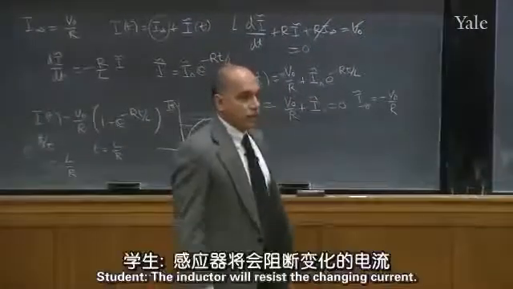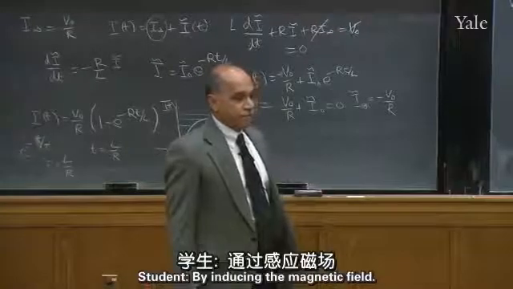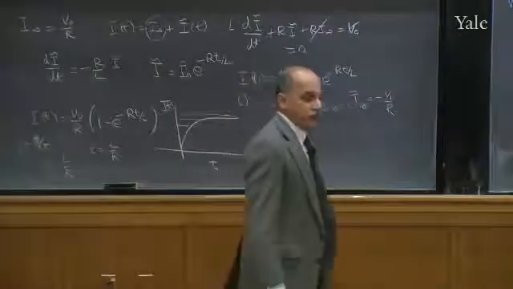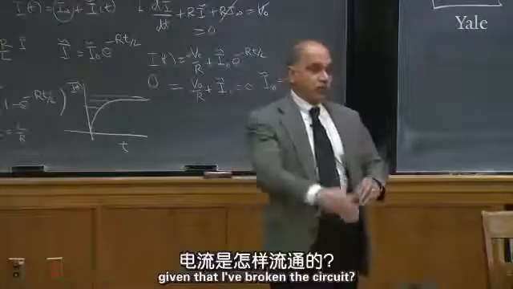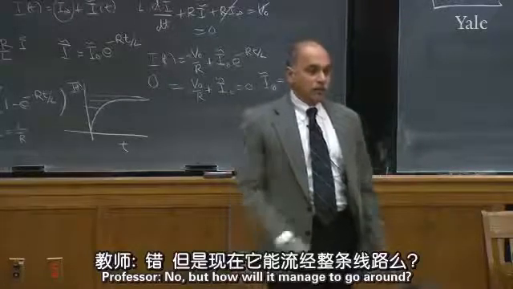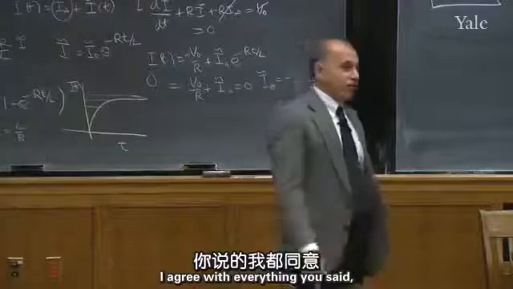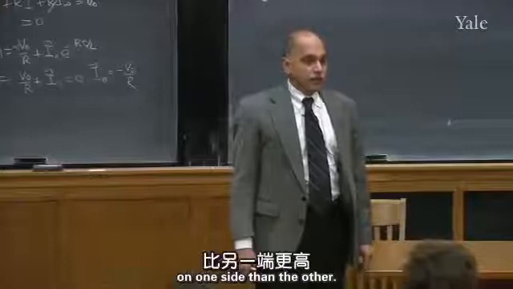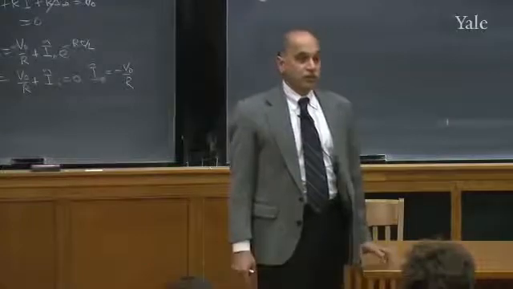Yep. The inductor will resist a change in current. But how can it resist? It can do what it wants, but how does it drive a current through the open circuit? From energy stored in the magnetic field. But in what manner will the current flow, given that I've broken the circuit? In the direction. No, but how will it manage to go around? Because it's like removing the bridge, right? How will it go around? I agree with everything you said, but how will it make the circuit? Yes? Yeah, but how will you really get rid of the current in a circuit that seems open?